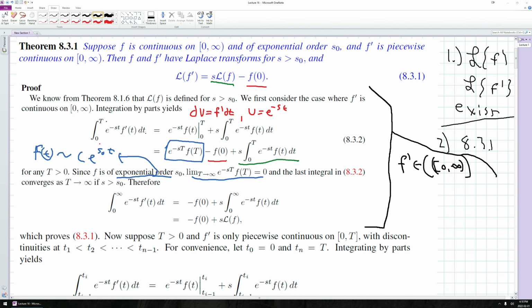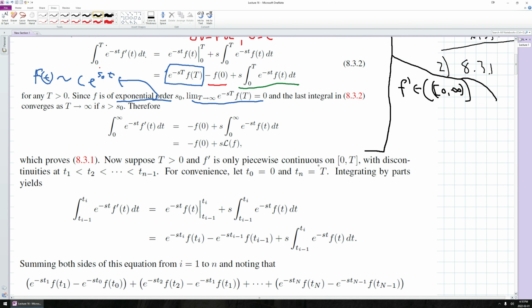Okay, so now with this in mind, we need to see what changes when f prime is no longer continuous, but is instead piecewise continuous on some set. Here, if we assume that f prime is piecewise continuous from 0 to t, with discontinuities at t1 up to tn, so finitely many of these, for convenience we can say that t0 is 0 and tn is t.